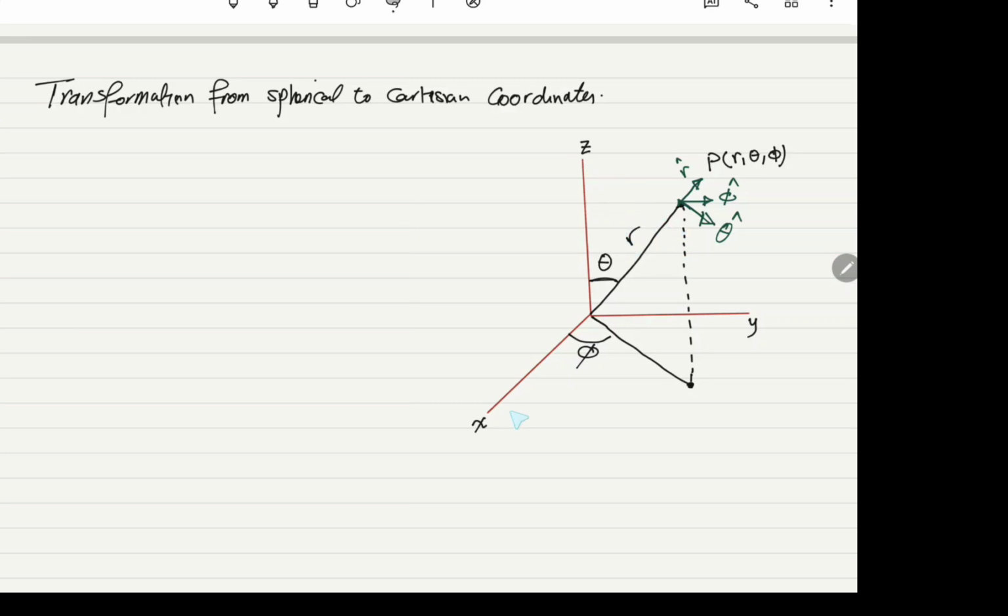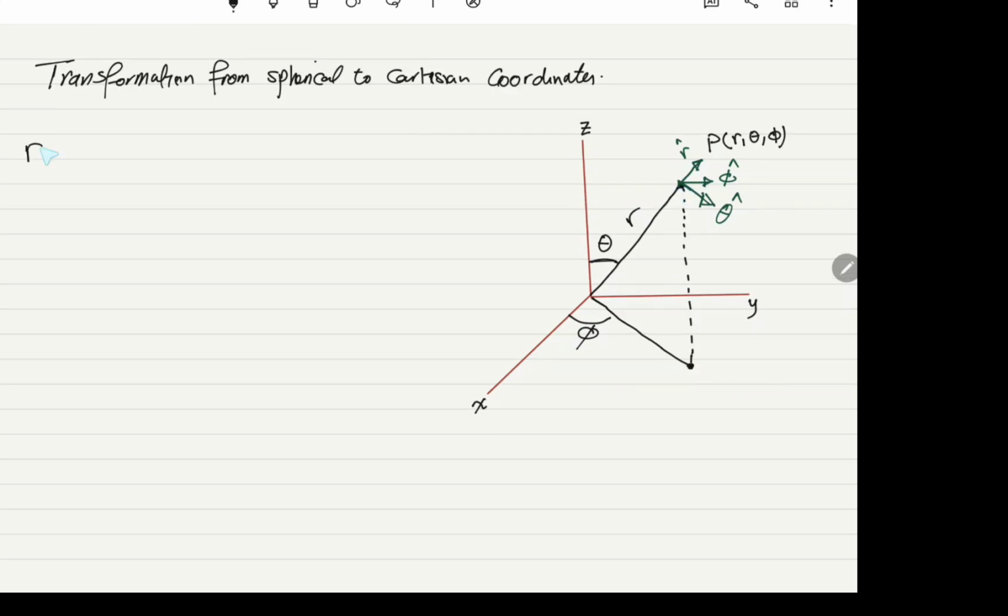Now this is x, y, z, and remember in spherical coordinates we have r, theta, and phi. Now r in this case has an intercept with x and y, and it has an intercept with z. So r is equal to x squared plus y squared plus z squared to the power half. So this is r transformed from spherical to Cartesian coordinates. We just wrote r in terms of x, y, and z.